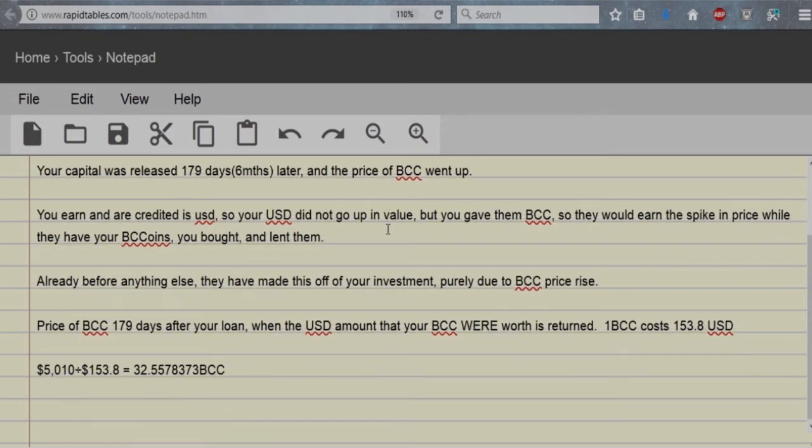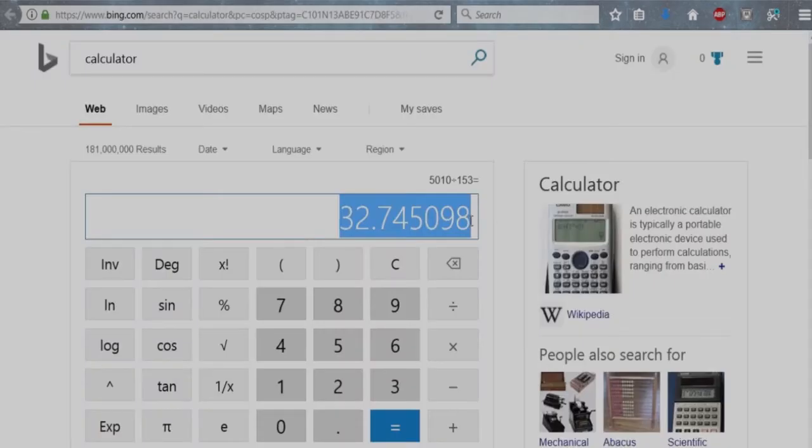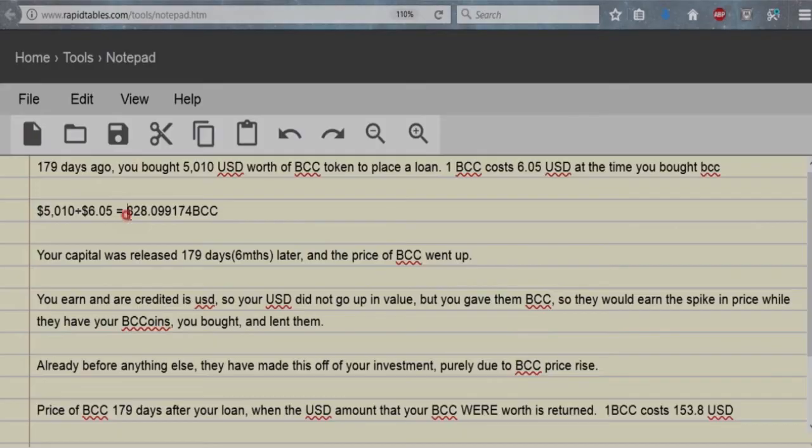So, we then go on to our next mathematical problems. We found out what they gave you back. Now let's find out the difference. So, don't worry about those decimal places. Actually, let's go like this. Just take three decimal places.